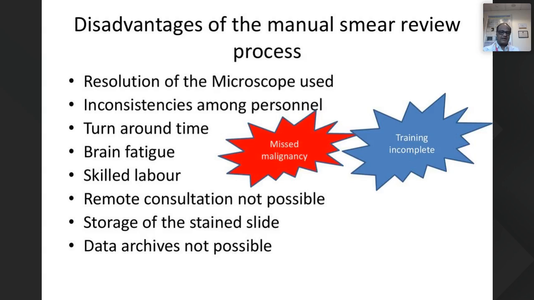Inconsistencies among the personnel or staff deficiency may be there. You might have a missed malignancy because of leukopenia, or you might have an incompetent person sitting at the microscope, or they are not able to pick up or screen the smears initially and give them to the pathologist. A remote consultation is not possible if you want to take an opinion immediately. Storage of the stained slide becomes almost impossible. And data archives or delta checks cannot be possible at all with the manual preparation of this.